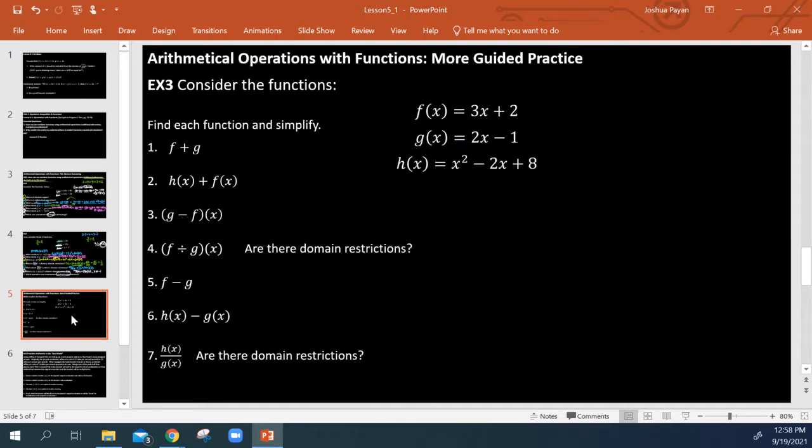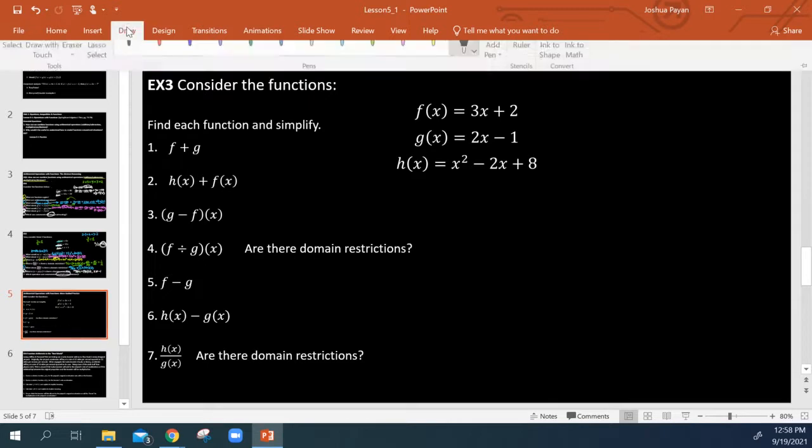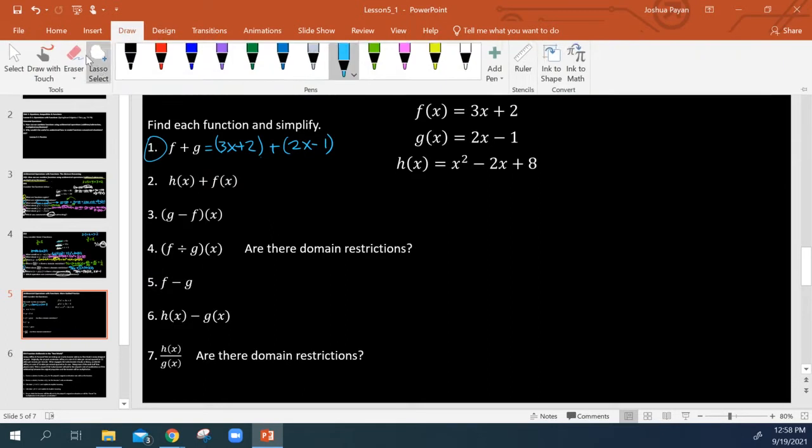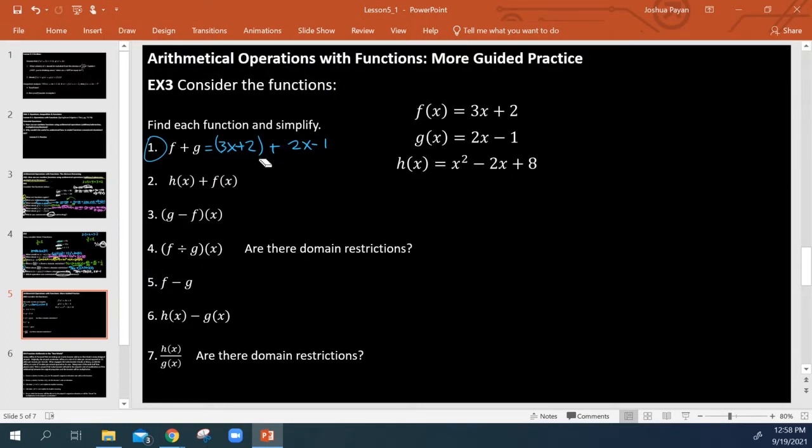Okay, so now we've got some more problems to practice with. So f plus g, I'll use blue here. That would be 3x plus 2 plus 2x minus 1. We don't really need the parentheses because we're not distributing anything, but always play it safe. Write it out as is. So just combine like terms. 3x plus 2x gives me 5x, and 2 minus 1 gives me plus 1. So f plus g is equal to 5x plus 1.